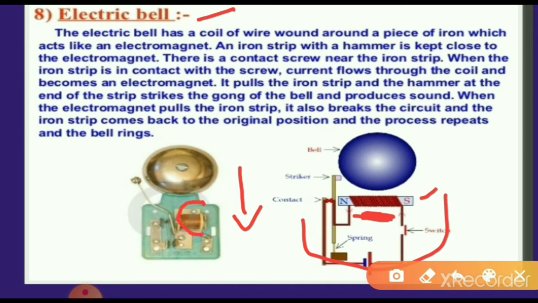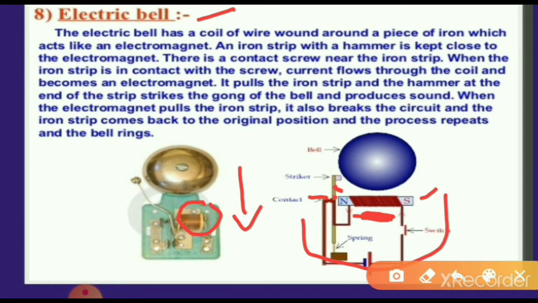You see it like this. This is the coil, the coil of wire wound around the iron piece. This coil acts as an electromagnet. Now an iron strip with a hammer at one end is kept close to the electromagnet. So this is the hammer. And there are contact screws near the iron strip.